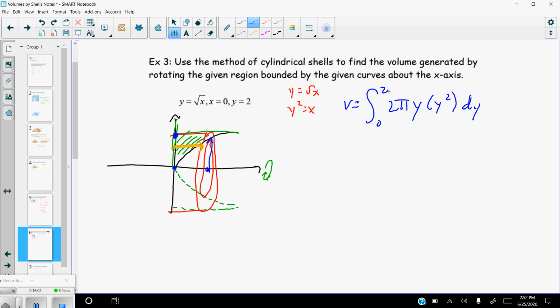So let's go ahead and simplify. This volume should actually be very simple to do. So it's 2 pi integral from 0 to 2 of y cubed dy. That's a y, believe it or not. Let's make that a y, because I can.